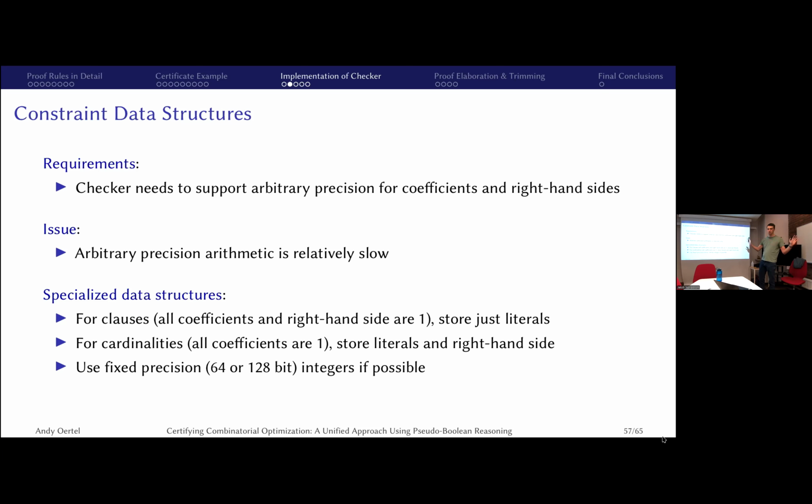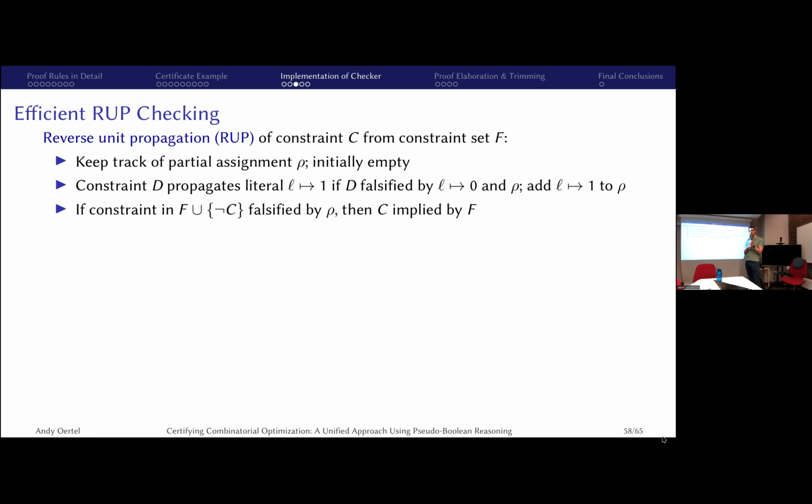Then for RUP, or reverse unit propagation, let me give you a definition or an idea of what reverse unit propagation does. In reverse unit propagation, we keep track of a partial assignment, let's call it rho, and that's initially empty. A constraint propagates a literal if this constraint would be falsified by the current assignment rho and setting the literal to the opposite value.